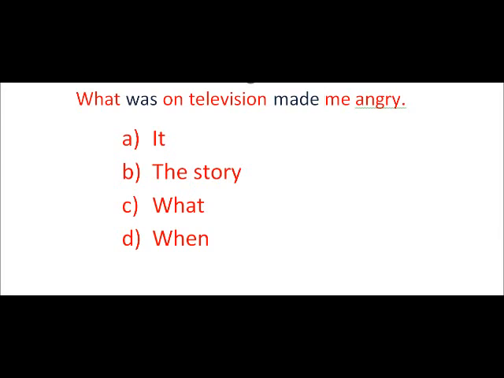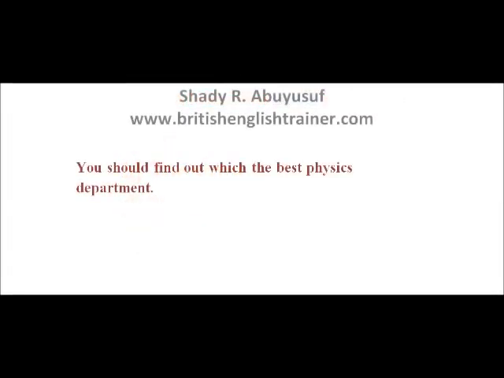Now let's move to a correct and incorrect question. Now when we look at this sentence here, I've got, you should find out which the best physics department. Now let's analyze this sentence to see if it's correct or incorrect. We've got you here, which is a subject. Fantastic. So I've got you as a subject. And then we've got should find out, which is a verb. That's great. And then we have which the best physics department, which is a noun clause used as an object.